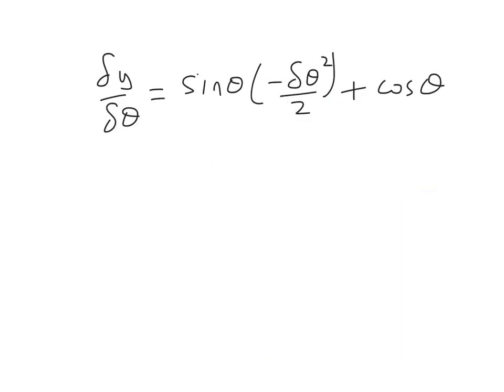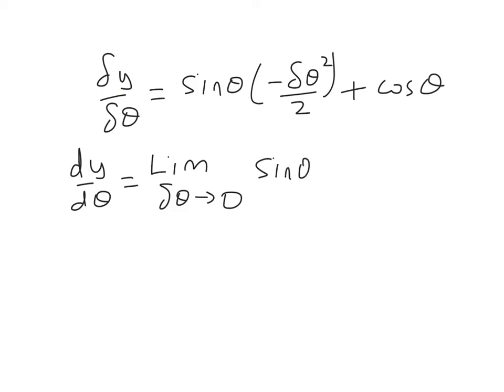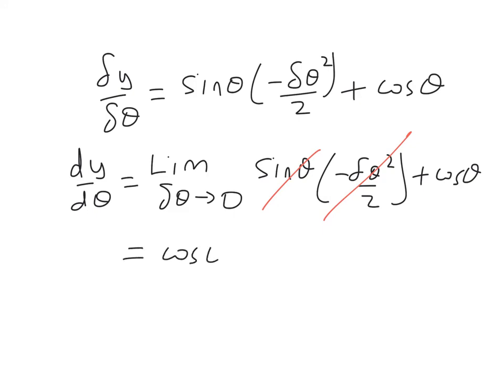So we're now going to write that dy by d theta is the limit, as delta theta tends to 0, of sine theta times minus delta theta squared over 2 plus cos theta. But if delta theta is tending to 0, then that's 0, 0 times sine theta is 0, so the limit of this whole expression is simply cos theta. And there's our proof.